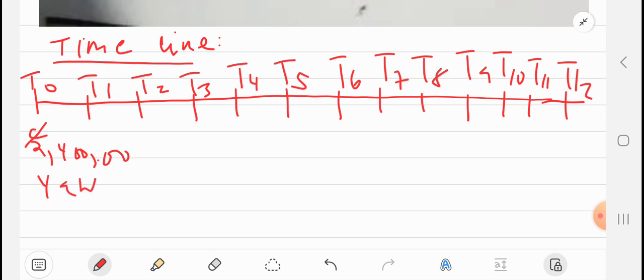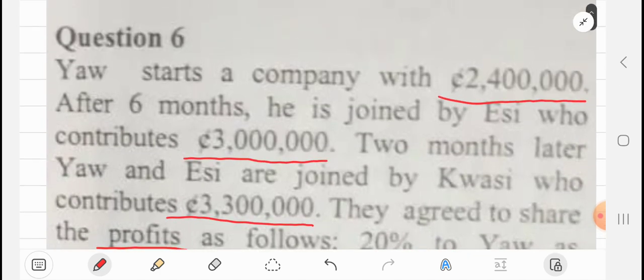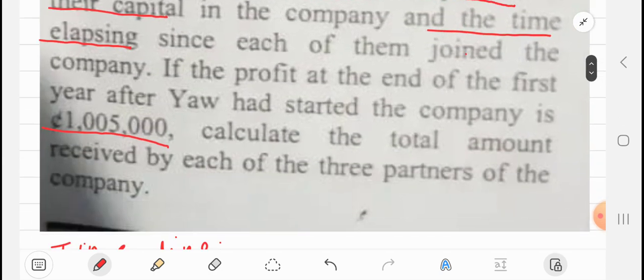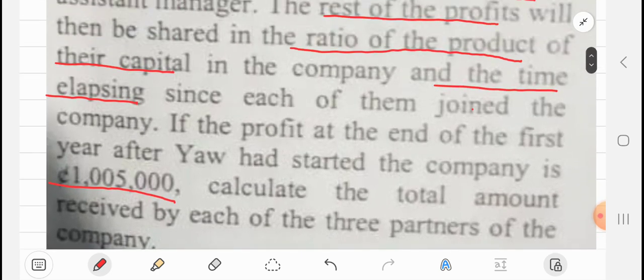And we continue. We just recap to make sure that we have the correct information. After 6 months, he's joined by Essie, who contributes 3 million Ghanaian cedi. That's after 6 months. So after 6 months, we have this gentleman coming who contributes, that's Essie, who contributes exactly 3 million Ghanaian cedi. And is here and there at the beginning.